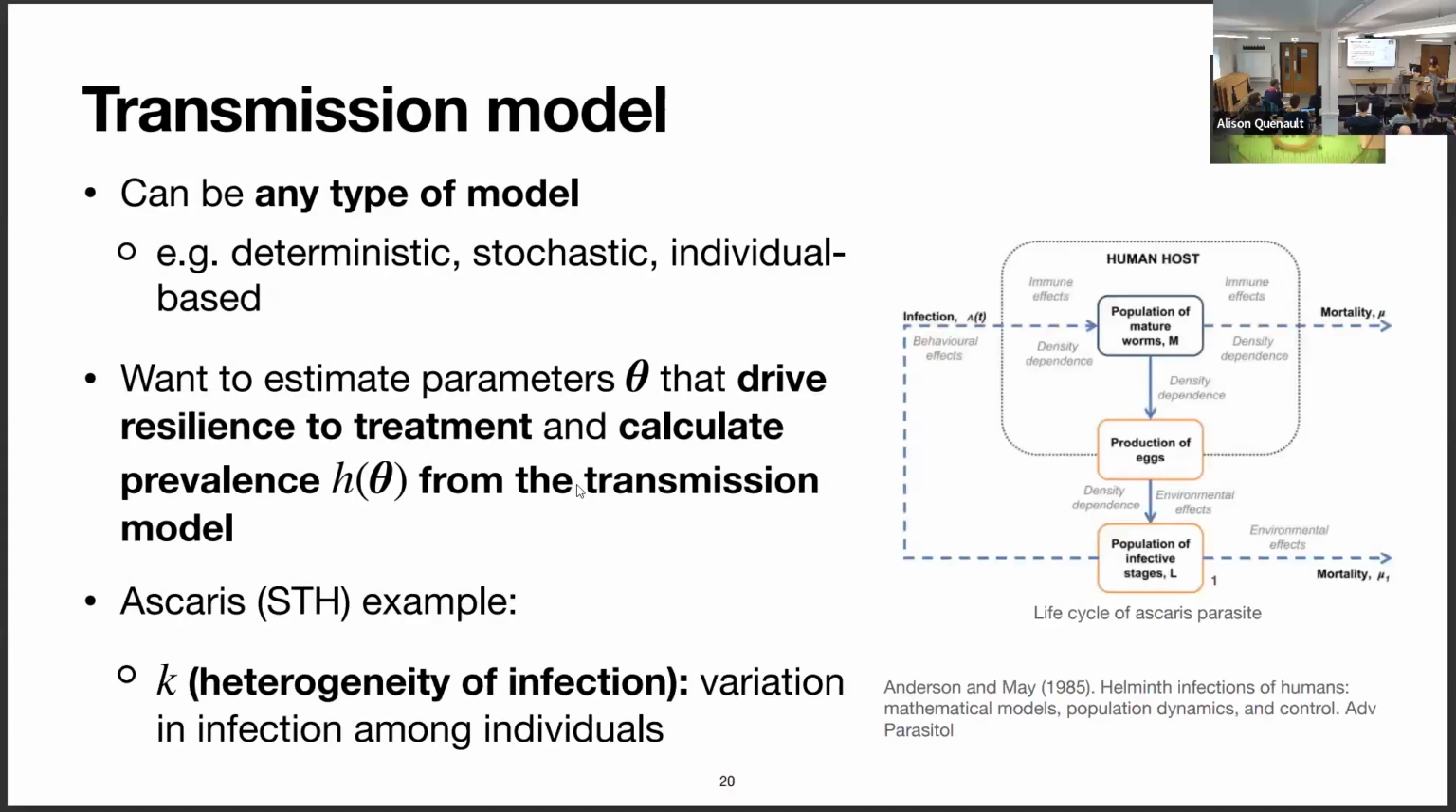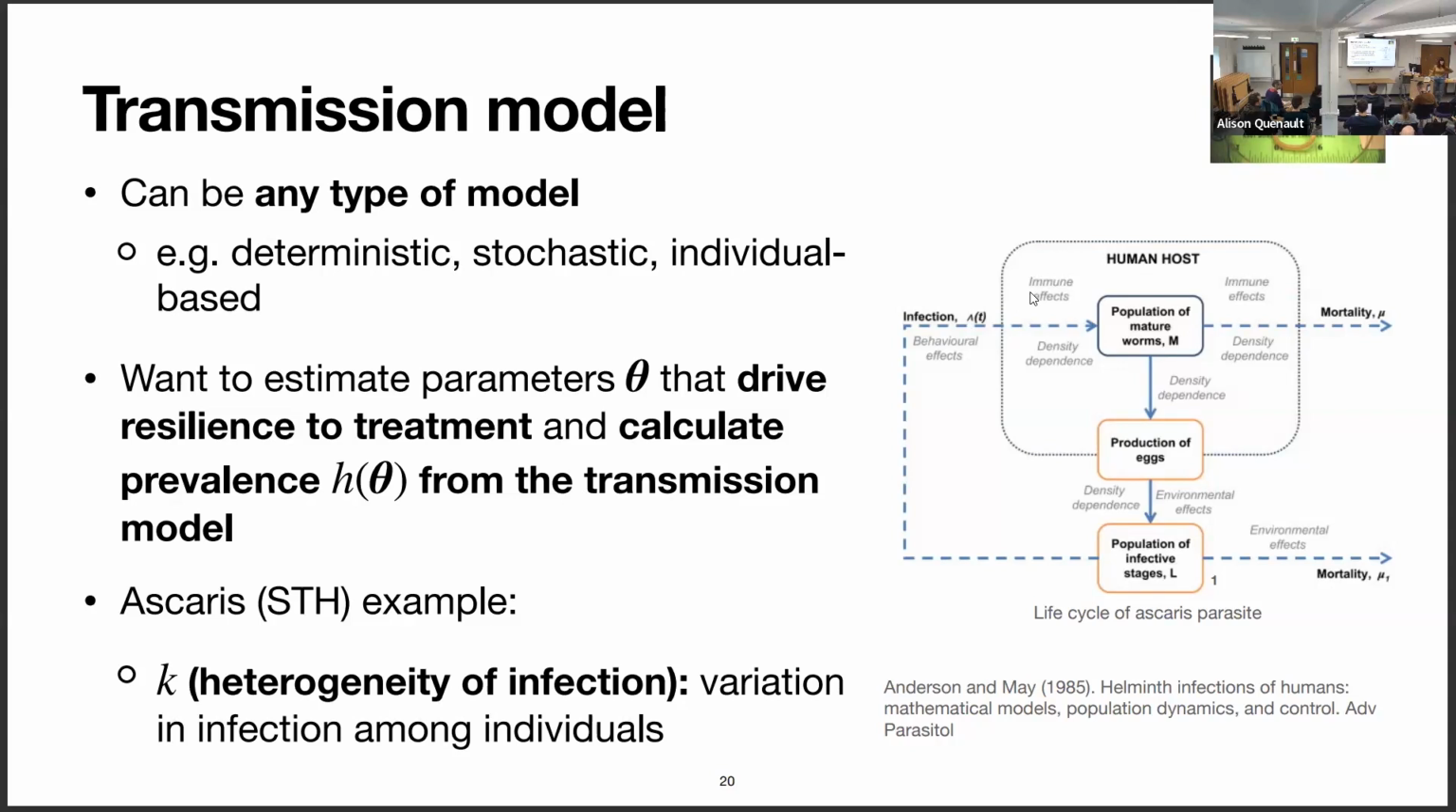For our Ascaris example, one parameter we might be interested in is K. It's the heterogeneity of infection. So among a population, what's the variation in how susceptible these people are to being infected. This is just one example of what a mathematical or transmission model might capture. So going from within the human host and then through to different vectors that might carry the diseases, explaining the life cycle of the transmission. Through this, we would be able to pick out a prevalence or a potential prevalence given the thetas that we've fed into that model.